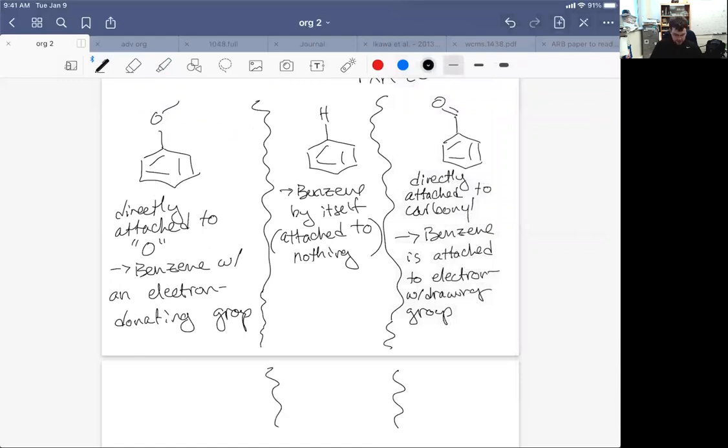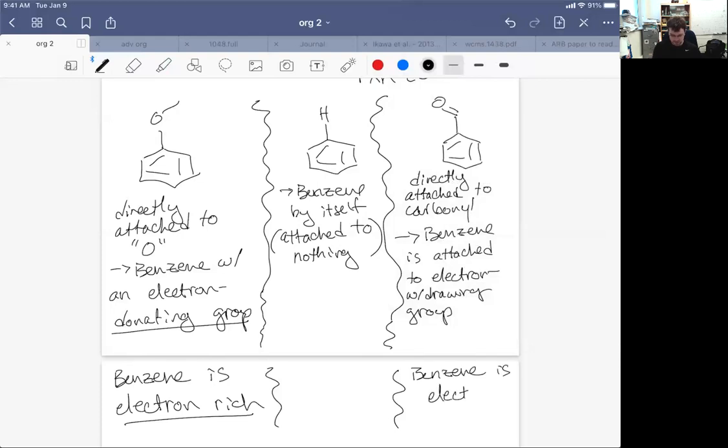What I would say here is that the benzene on the left is electron rich, because it has received more electron density from its electron donating group. Donating group leads to that being rich. If it's received donations, it's become richer in electron density. On the right, the benzene is electron poor. It's having some of its electron density taken away.